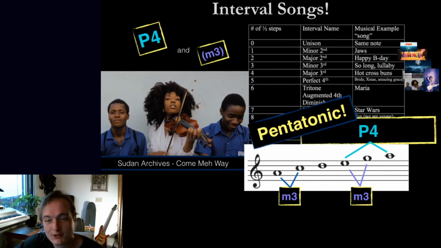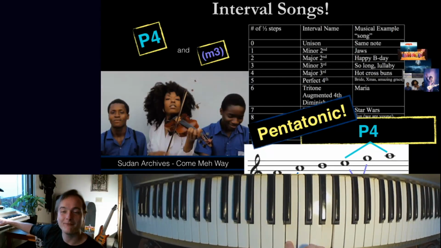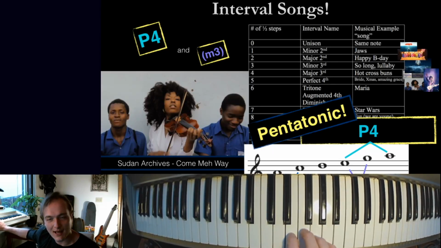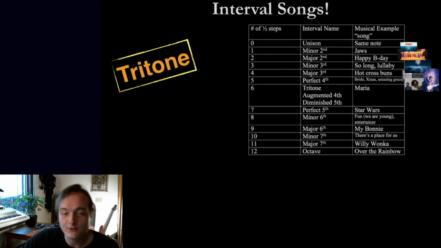Back to that opening gesture we heard in the piano, A to E and G to E. That is a perfect fourth and a minor third. So the pentatonic scale, you notice, has this perfect fourth in it. Okay, good. Okay, going on to the tritone.